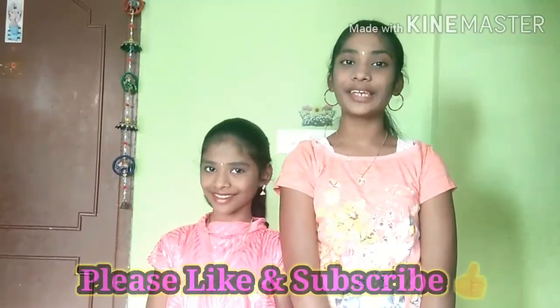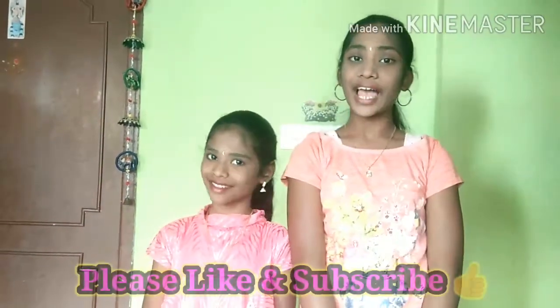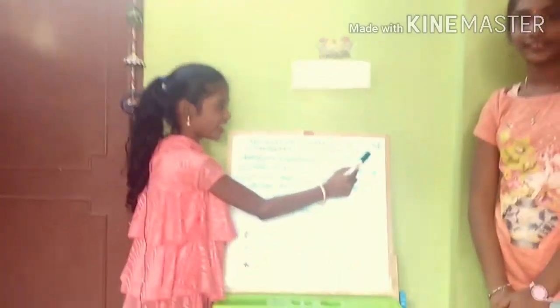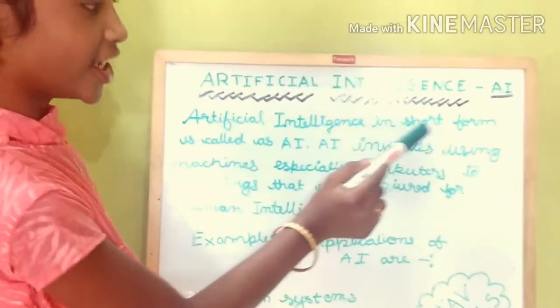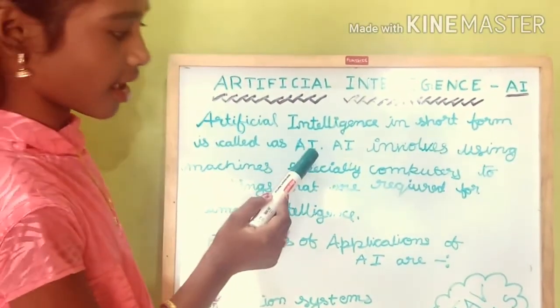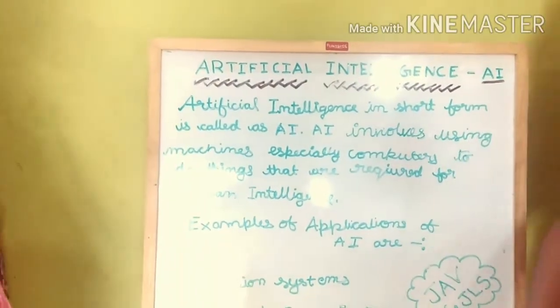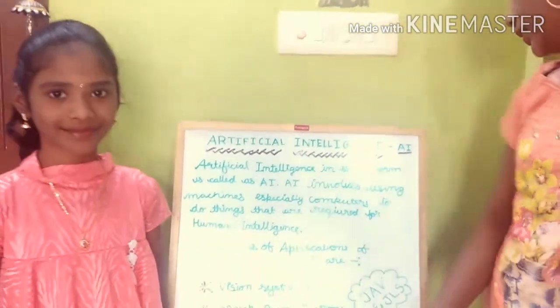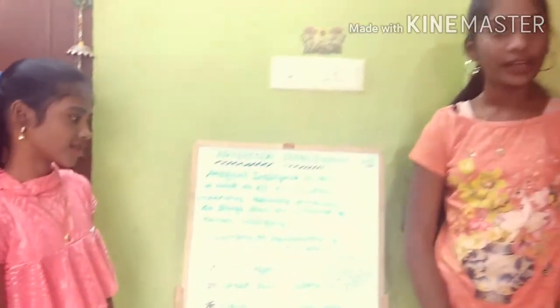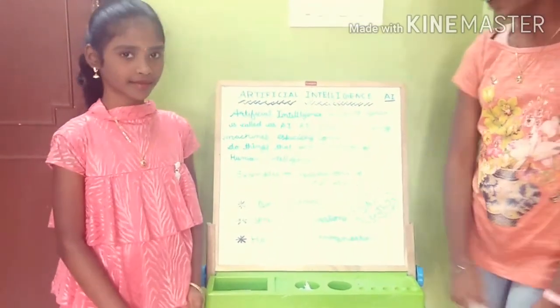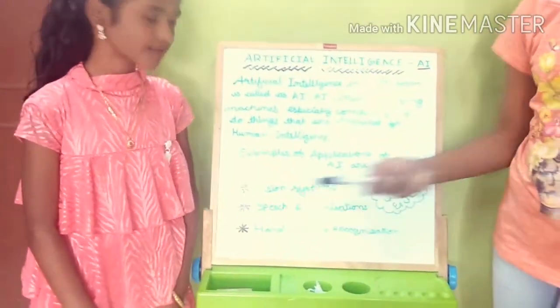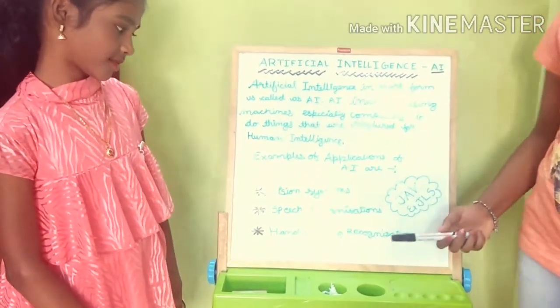Today we are going to speak about artificial intelligence and tools developed by Google. Now we are going to explain about artificial intelligence, AI. Artificial intelligence in short form is called AI. AI involves using machines, especially computers, to do things that require human intelligence. Examples of applications of AI are vision systems, speech recognition, and handwriting recognition.